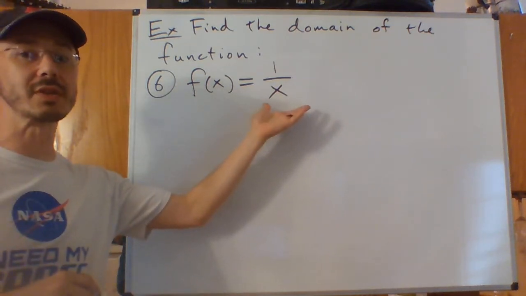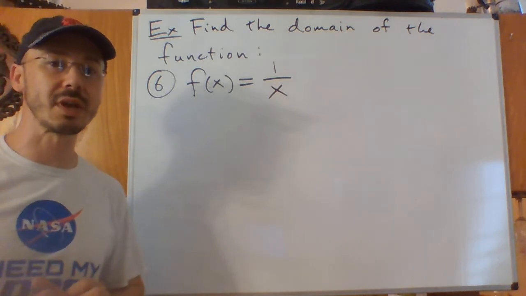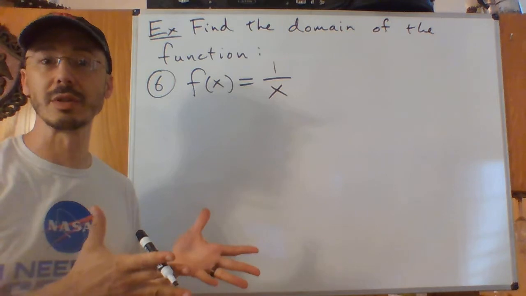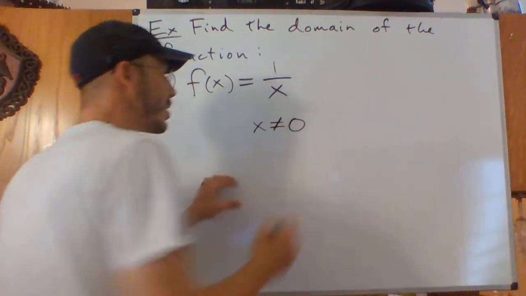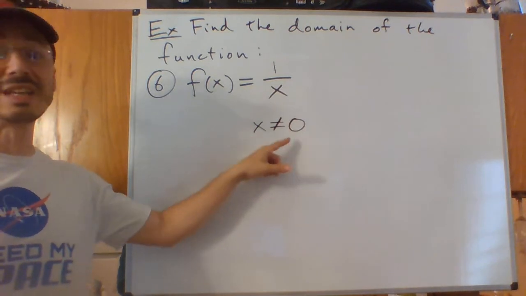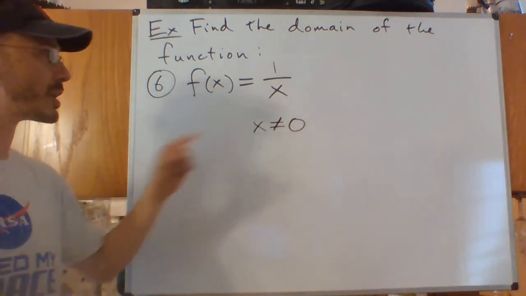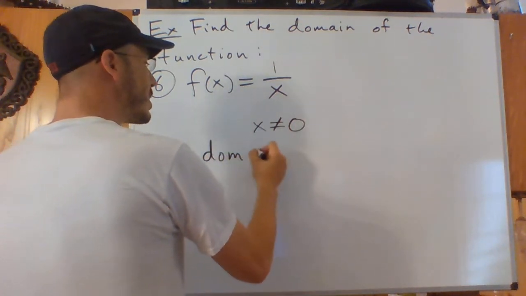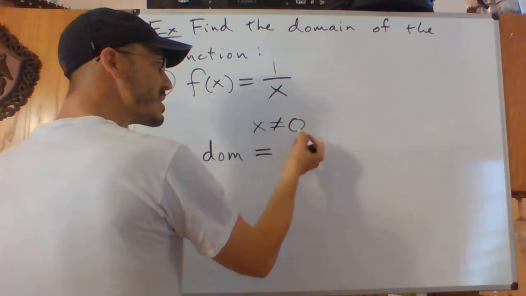The problem with this function is when I try to plug in 0. 1 divided by 0 is undefined. Specifically, it's not a real number. So I have to have the input value not equal to 0. It can be any positive number or any negative number, but not 0. And so in this case, the domain is all the real numbers except for 0.